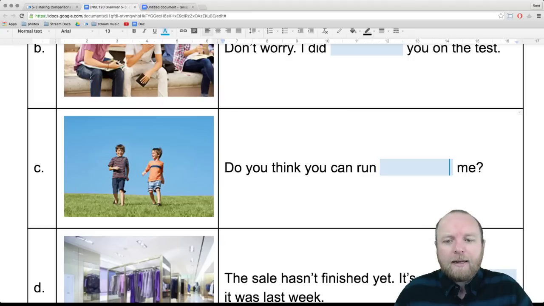Run is a verb. So is it a linking verb? No. So we need an adverb here. We need an adverb, right? Good is not an adverb. What's the adverb for good? Well. So do you think you can run as well as me?